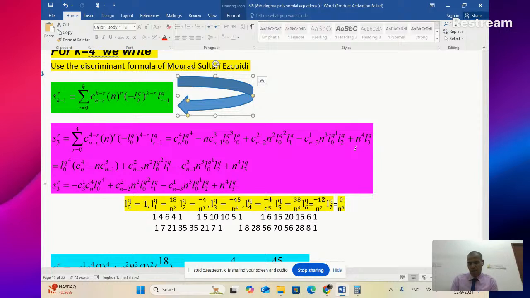Learners, I will give you time. Okay. We told that now in order to find S3, learners, you should put K equal 4 in the decimal formula of Murad Sultan, so that you should arrive at the last formula, which gives S3 equal to negative.